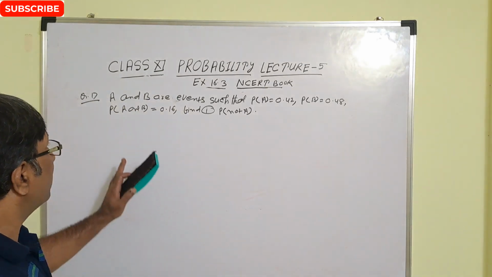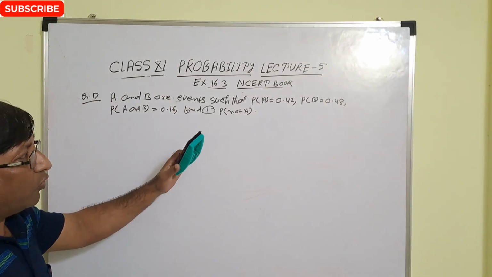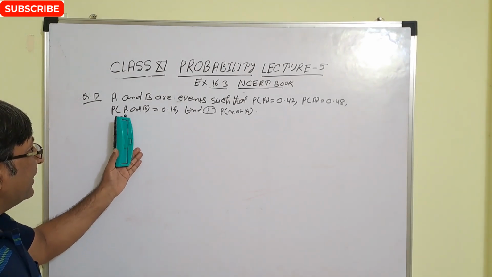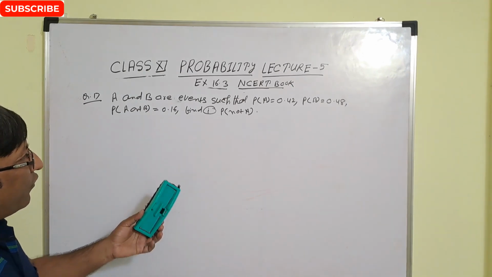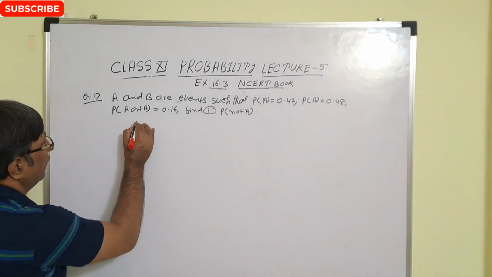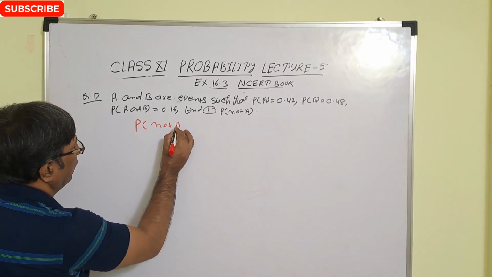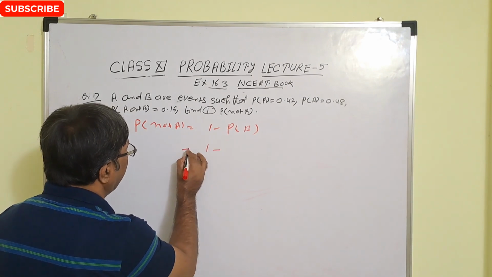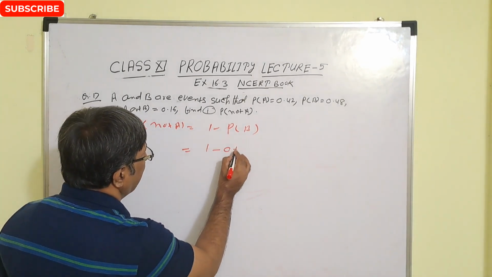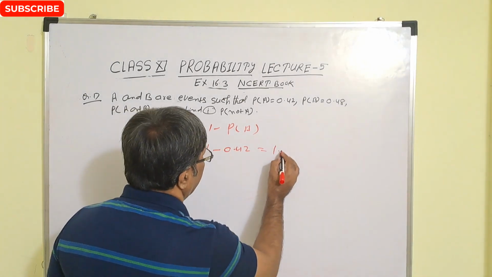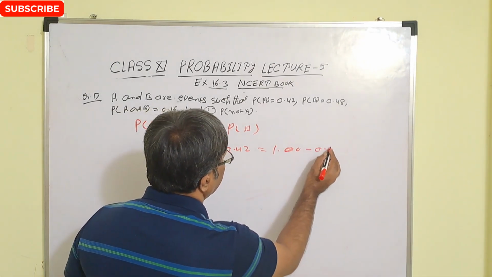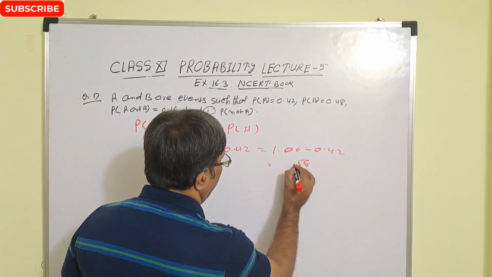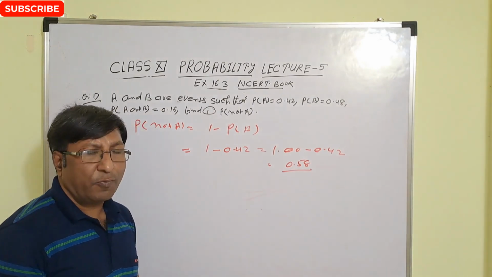Let's see the question. A and B are events such that probability of A is 0.42, B is 0.48, and A intersection B is 0.16. We have to find probability of not A. So we know probability of not A is what? 1 minus probability of A. So 1 minus probability of A, given 0.42. So this is 1.00 minus 0.42. So 10 minus 2 is 8, 9 minus 4 is 5. So the correct answer is 0.58.